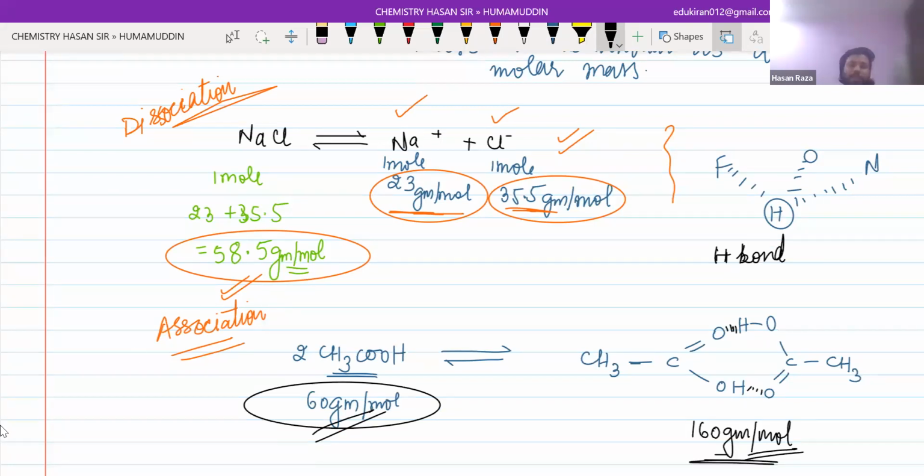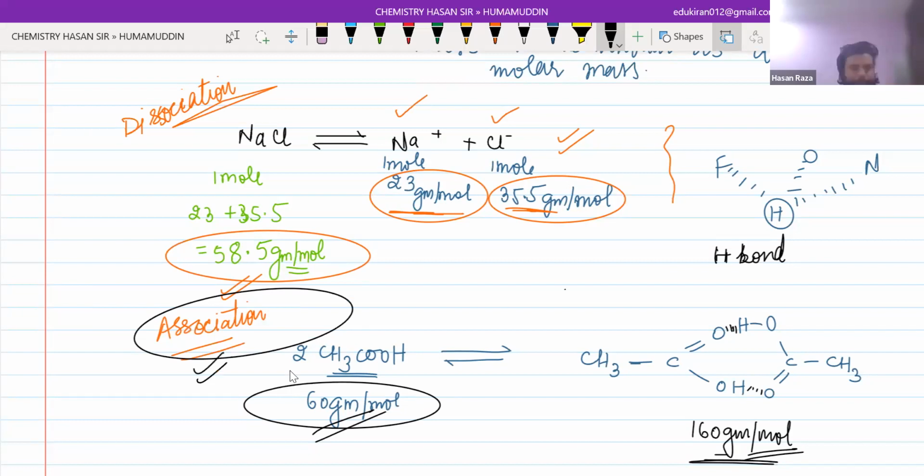And this scenario is association. That means from more than 1 mole, you are getting a single mole, or less than 1 mole. When you are giving more than 1 mole and getting less than 1 mole, that is basically called association. It associates. From more you will be getting less, and from less you will be getting more. That is dissociation, and this is your association.